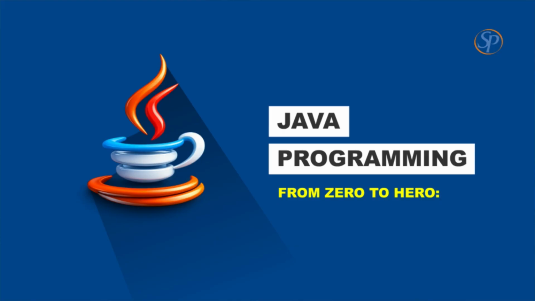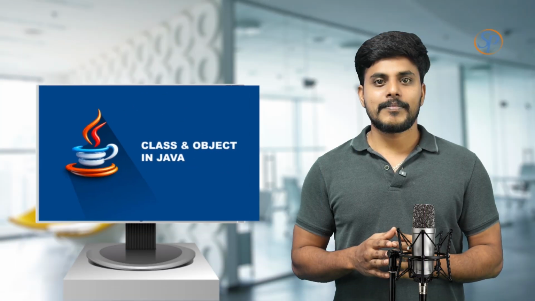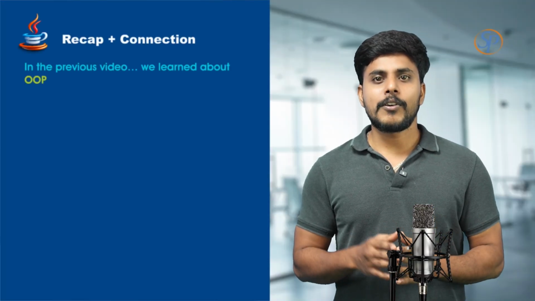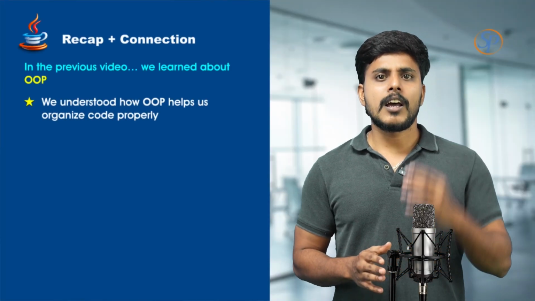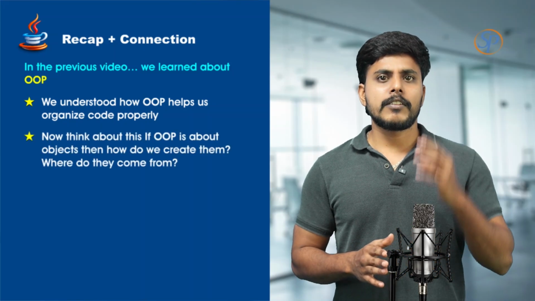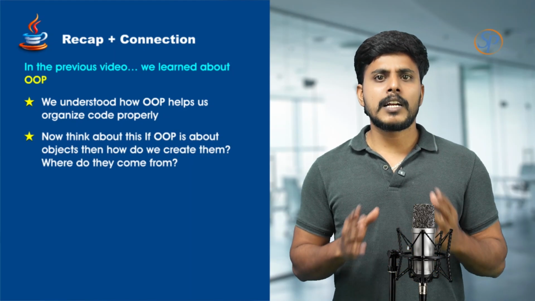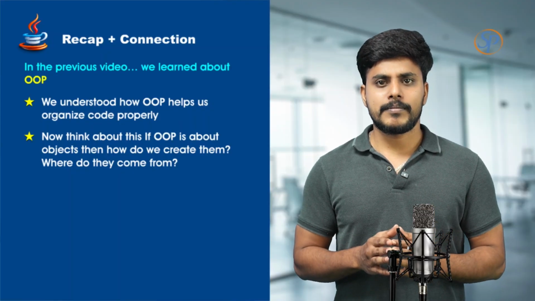In today's video, we are going to learn class and object in Java. These are very important concepts because everything in OOP starts with class and object. Let's get started. In the previous video, we learned about OOP. We understood how OOP helps us organize code properly. Now think about this. If OOP is about objects, then how do we create them? Where do they come from?